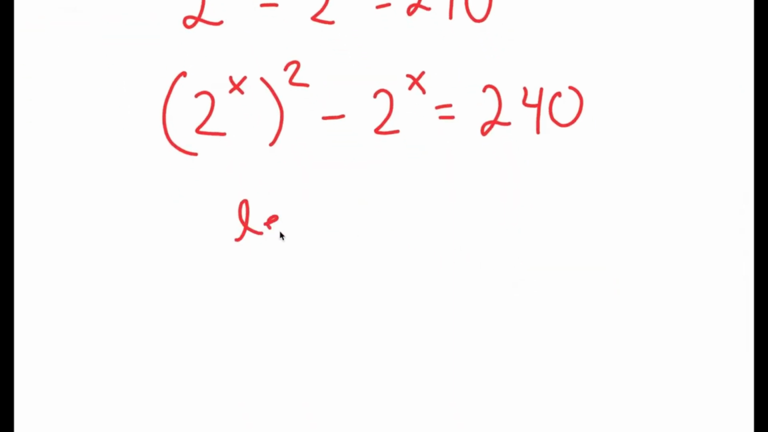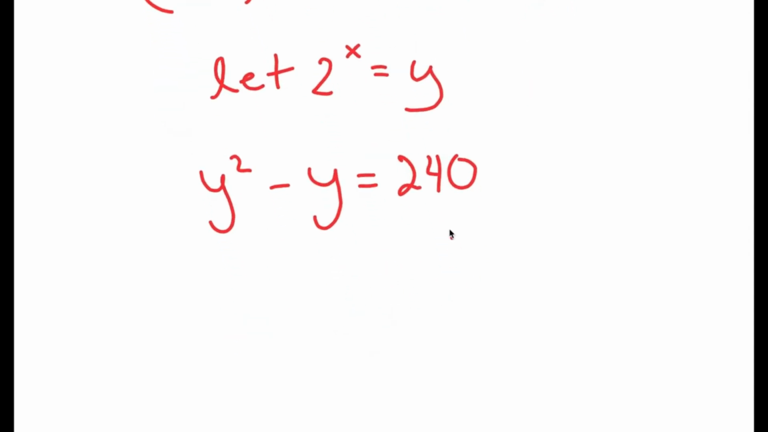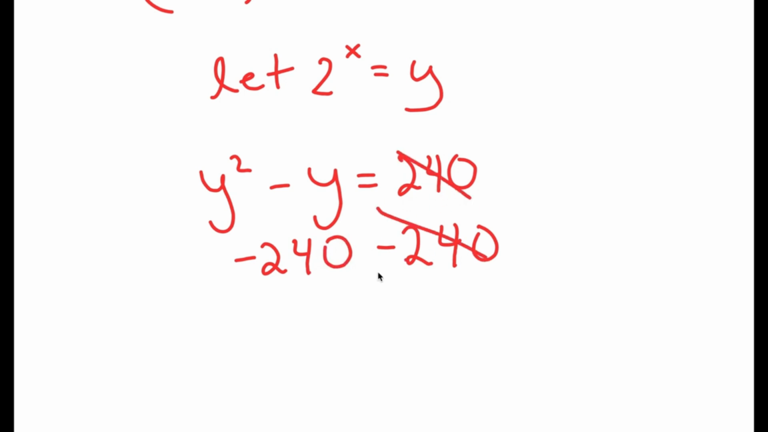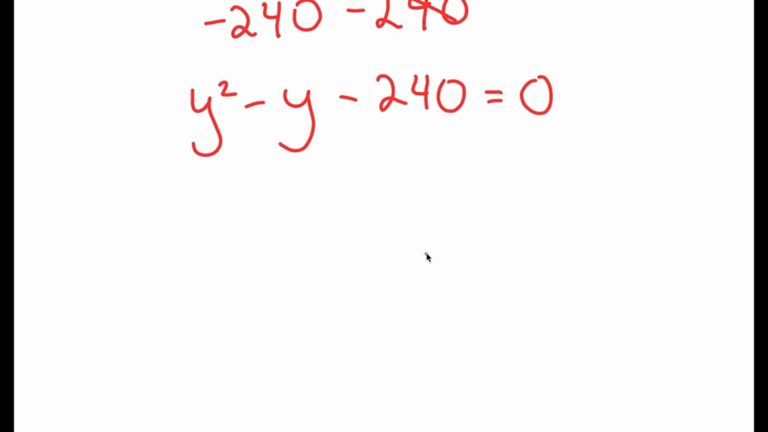Now from here, I'm going to let 2 to the power of x equal the variable y. So if I substitute in y for 2 to the power of x, I get y squared minus y is equal to 240. And now I can subtract 240 on both sides. So these two cancel out, and I get y squared minus y minus 240 is equal to 0. So what I have here is a quadratic equation.